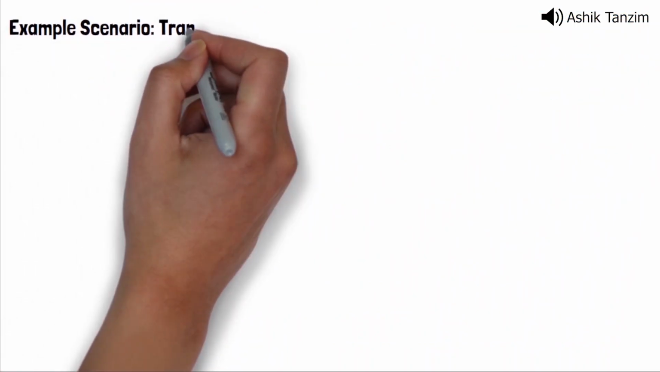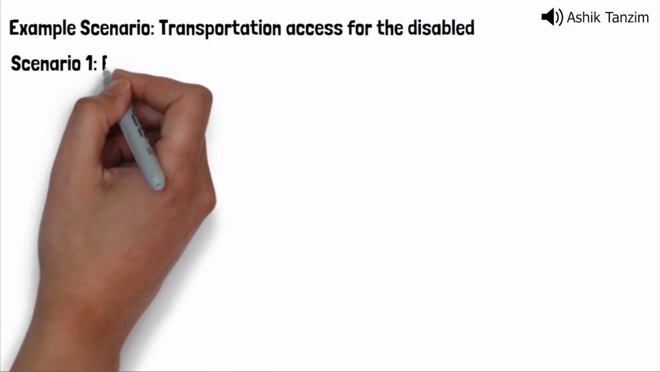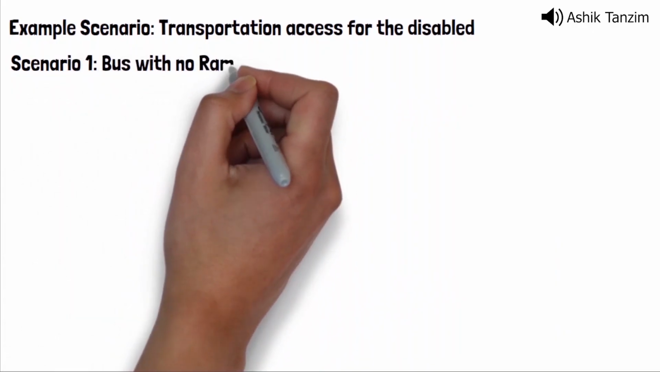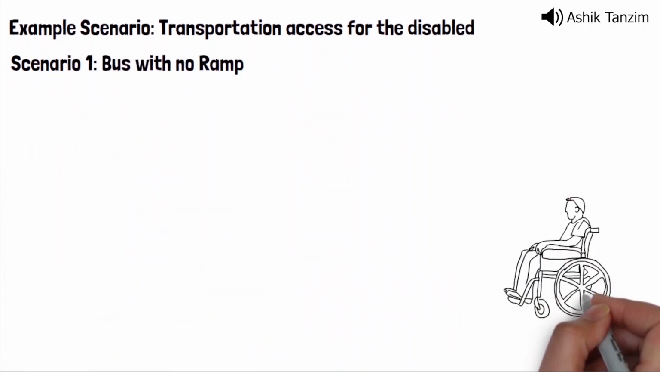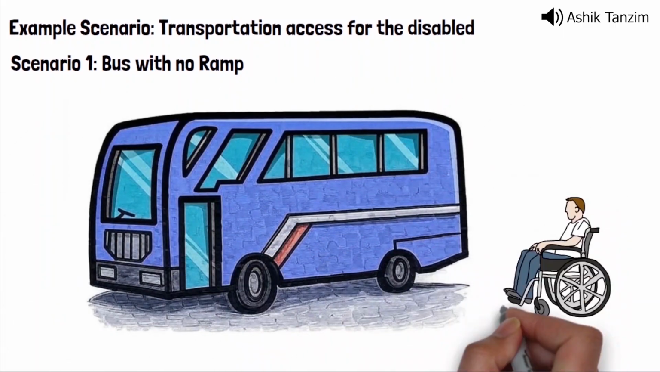For example, think about public transportation. In the first scenario, a bus has no ramp. While it works for many, it excludes people with disabilities like Mr. Ahan in a wheelchair.